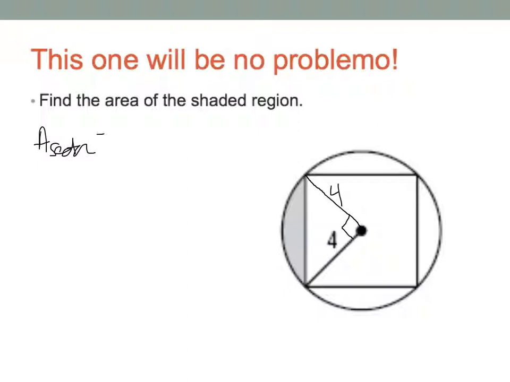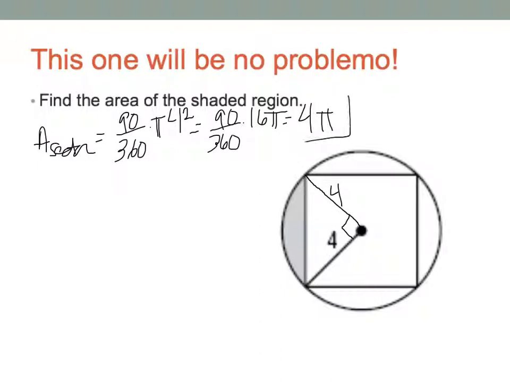Always first step. In that area, we're going to take our proportion from our last chapter, 90 over 360, and multiply it by the area of the circle, which is pi r squared. Simplify that, and we get 90 over 360 times 16 pi. Keep working that, and we get 4 pi. That's the area of my sector.